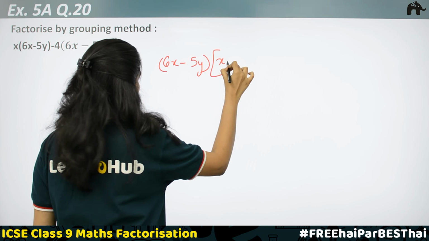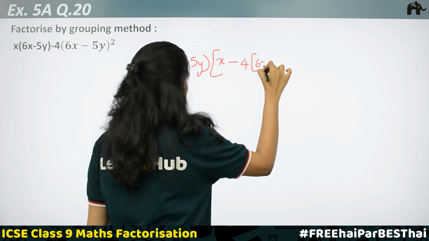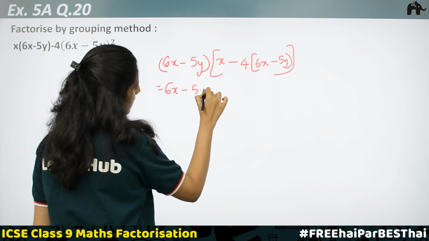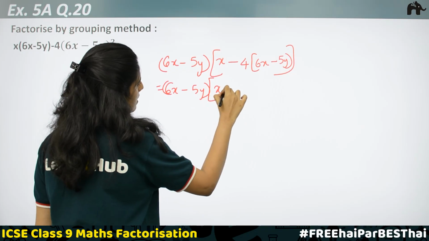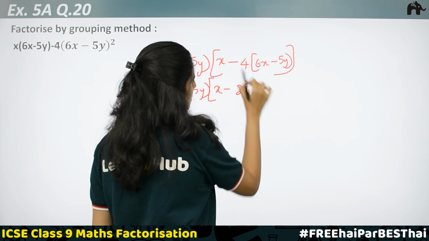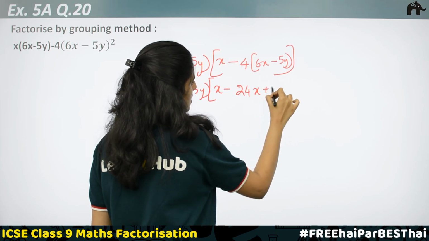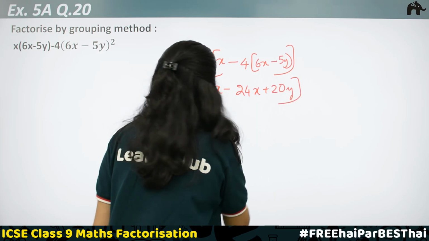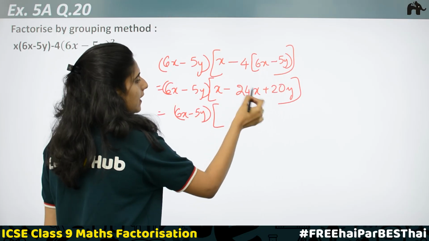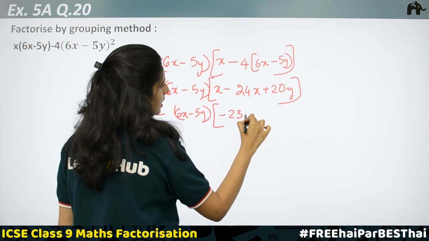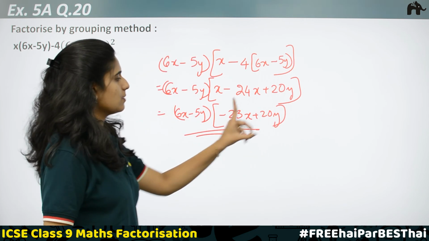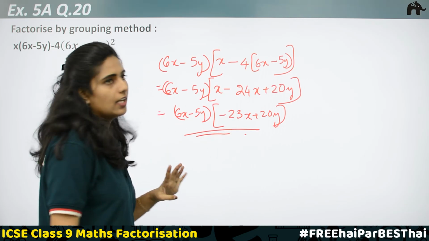Remaining we have x, and here we have -4 into (6x - 5y), which can be written as (6x - 5y) into x - 4 into 6 is 24x, -4 into -5y is +20y. And that is equal to (6x - 5y)(x - 24x + 20y), which is -23x + 20y. So this is the answer: (-23x + 20y)(6x - 5y). Clear?